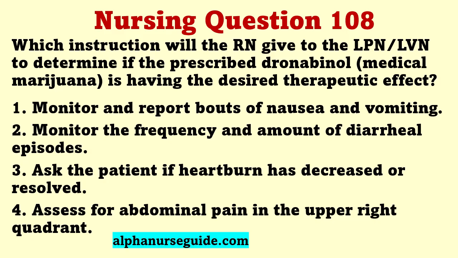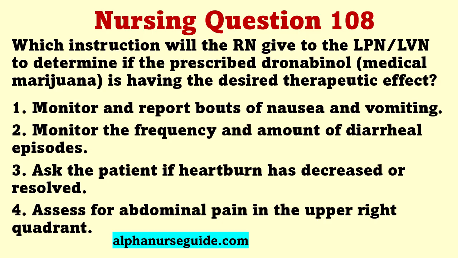Which instruction will the RN give to the LPN/LVN to determine if the prescribed dronabinol, medical marijuana, is having the desired therapeutic effect? 1. Monitor and report bouts of nausea and vomiting. 2. Monitor the frequency and amount of diarrheal episodes. 3. Ask the patient if heartburn has decreased or resolved. 4. Assess for abdominal pain in the upper right quadrant.